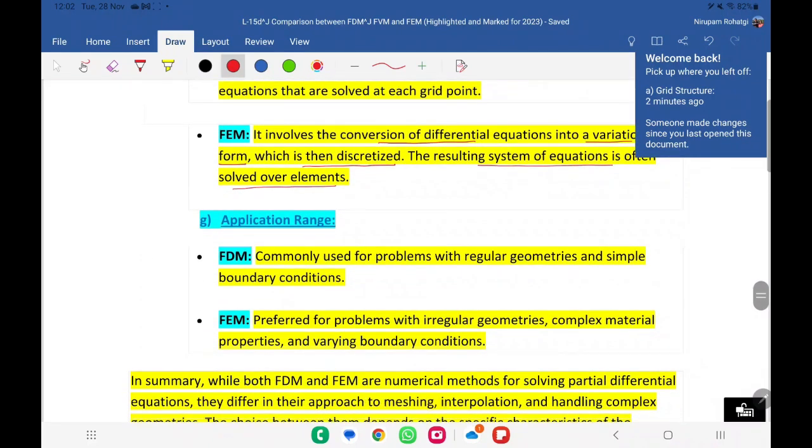Application range: FDM is used with regular geometries and simple boundary conditions. FEM can be used with irregular geometries, complex material properties, and varying boundary conditions. Right?